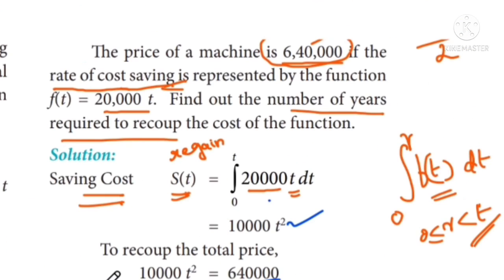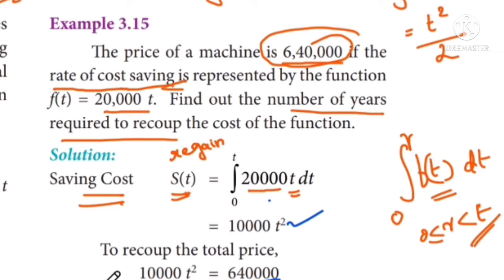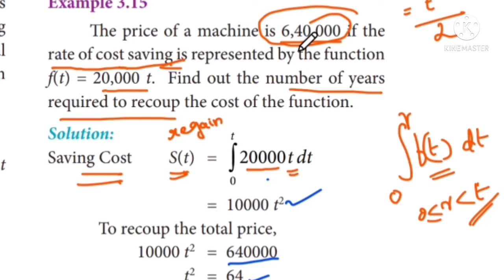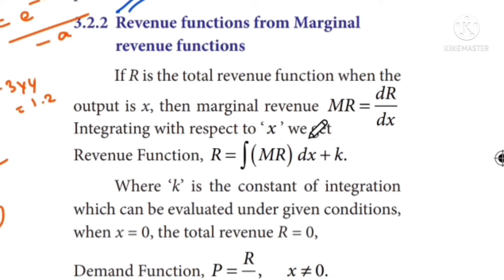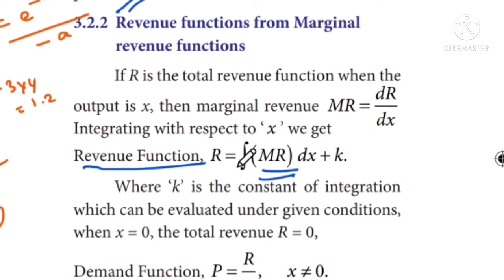Only then you can buy that machine. You need 6,40,000 to buy the machine. So how many years do you have to work to get that money? It is 8 years. Because when the marginal cost is given, how do you find the cost function? You integrate. In the same way, when the marginal revenue is given, to find the revenue function, you integrate. The revenue function is the integration of marginal revenue dx plus k.